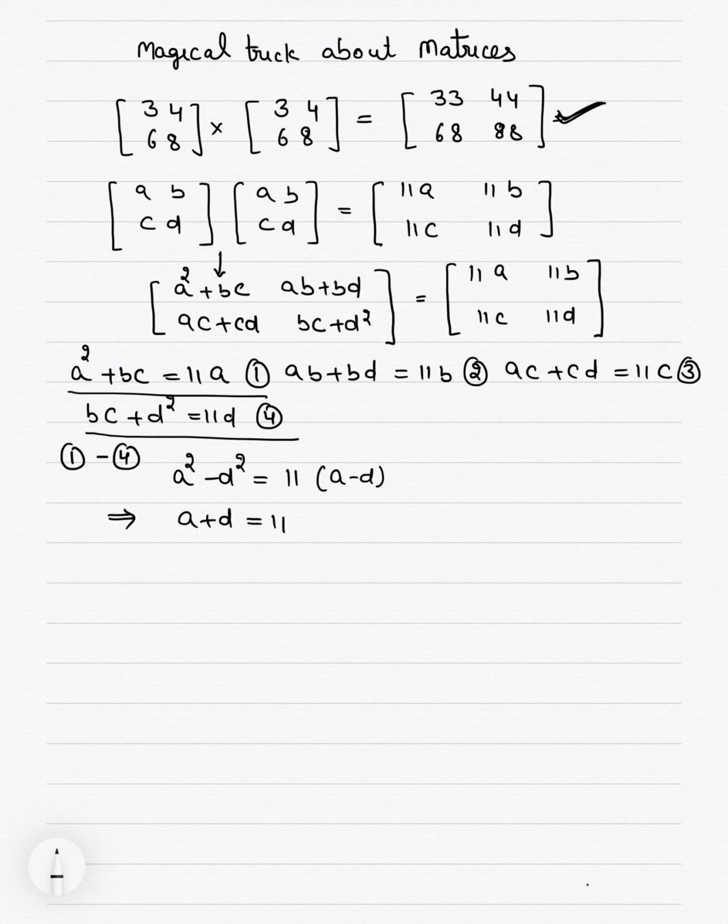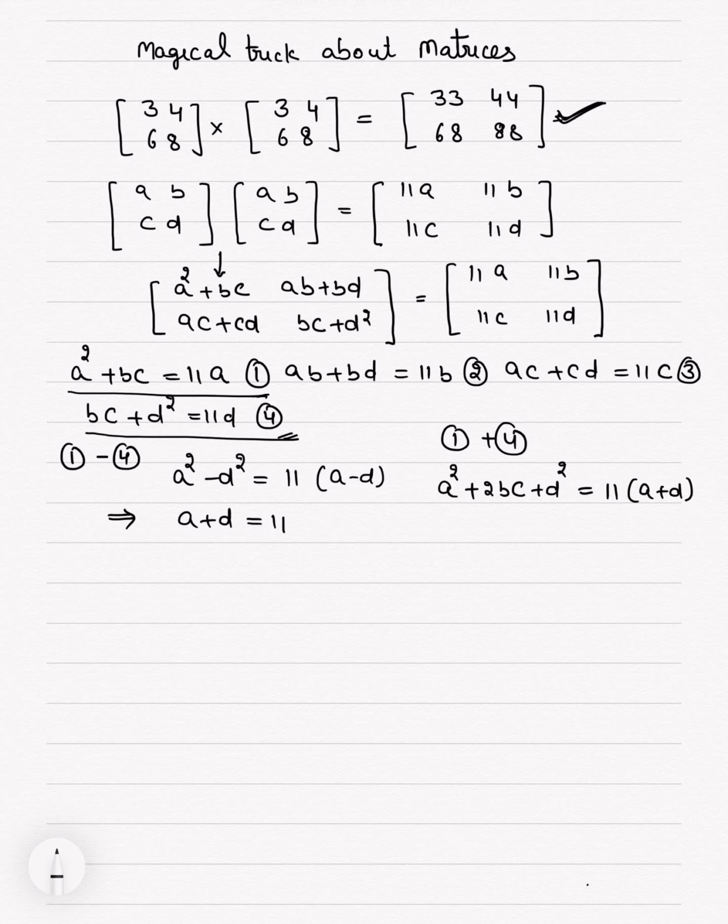Now, the next thing which you are going to do is 1 plus 4. Now, add the first and the fourth. Now, what we will find is A square plus 2BC plus D square is equal to 11 times A plus D.